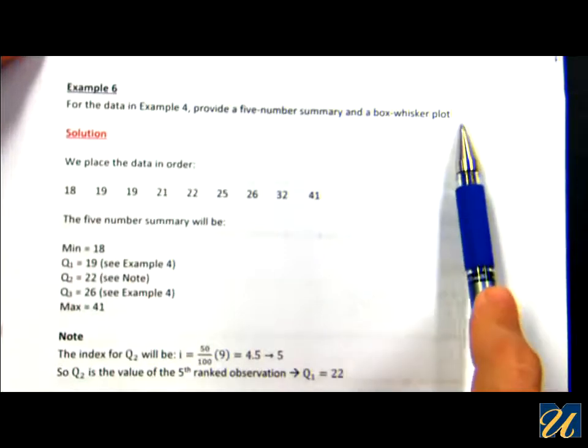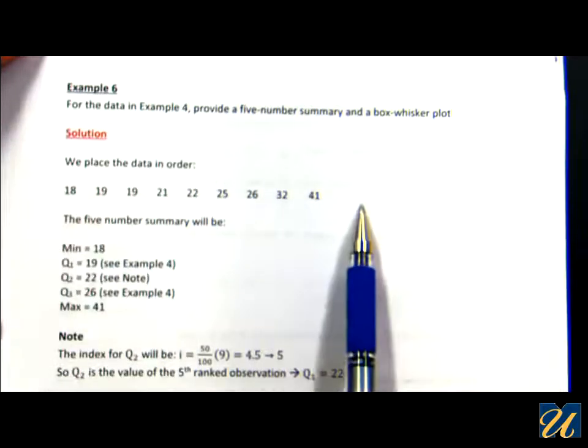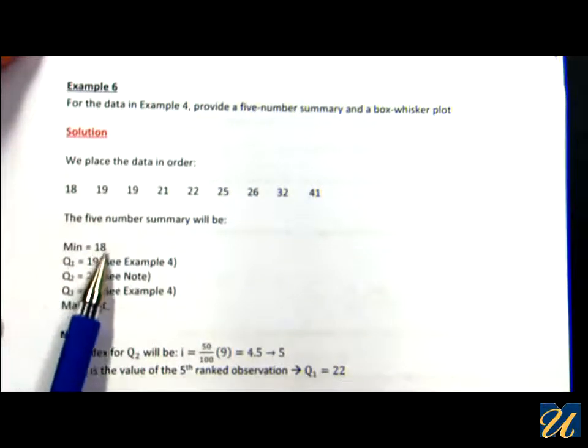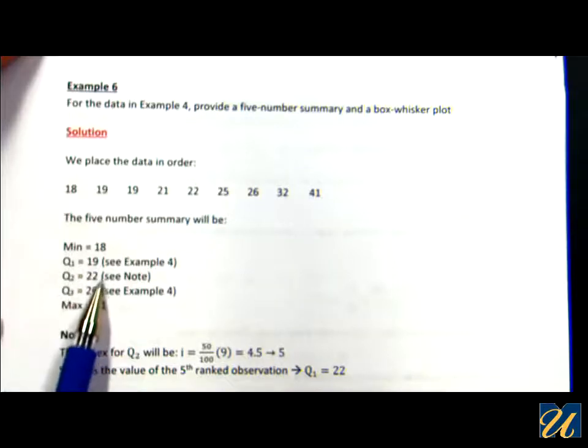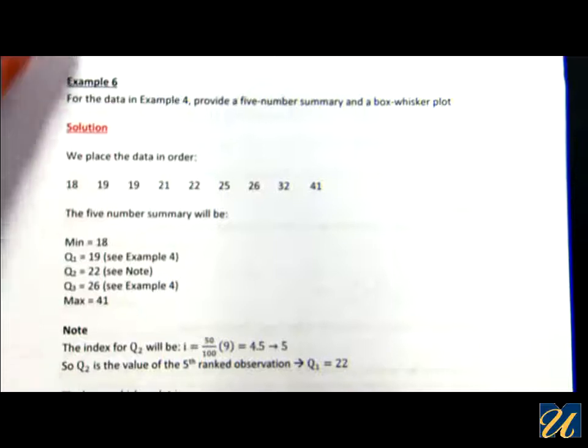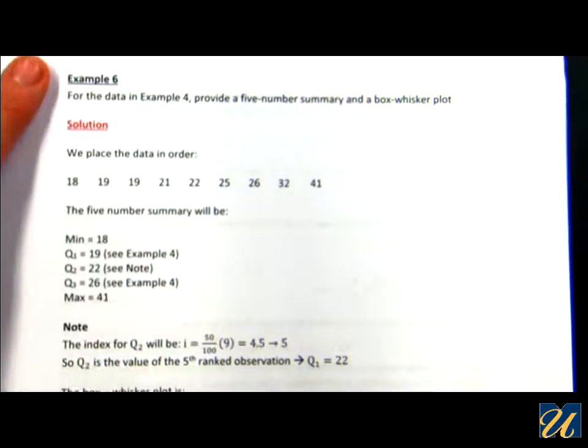So in this example, for the data in example 4, provide a 5-number summary and a box and whisker plot. We place the data in order. We know that the minimum is 18, the maximum is 41. We've already found Q1, Q2, Q3. Q1 is 19, Q3 is 26, Q2 is your median, the value in the middle, the 50th percentile in other terms.